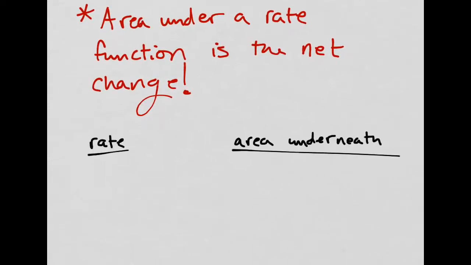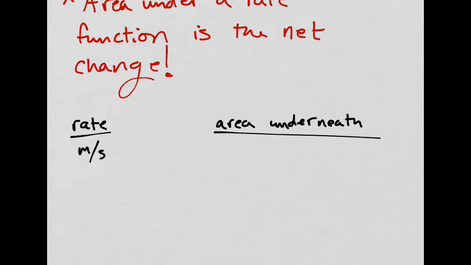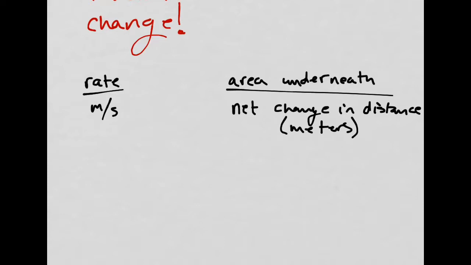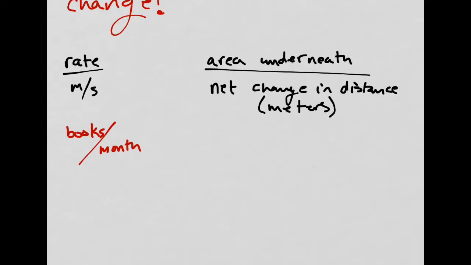Well, let's just write down what we just had. If we had a rate that was in meters per second, then the area underneath represents simply the net change in meters, the net distance, the net change in distance. If you have a different rate, say like books per month, then the area underneath is just the net change in books over a certain number of months. So if you had the rate curve for books per month, then the area underneath tells you the net change in books over however many months. You need to know the number of months.